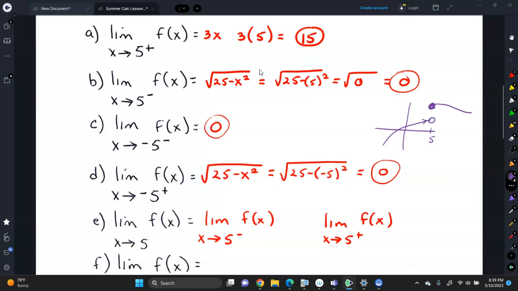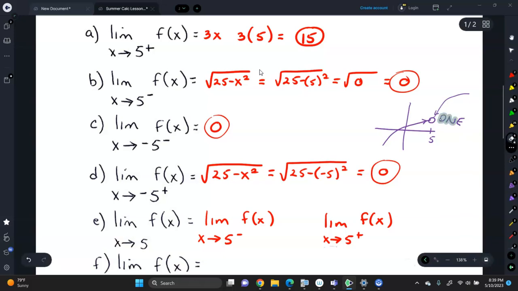Approaching from the left is different than approaching from the right. And in this case, we determined that the limit does not exist. Now, if I have something like this, where approaching from the right is actually the same as approaching from the left, then the limit would exist. Okay, so we have to look at both sides.